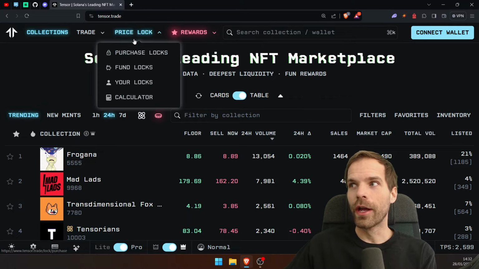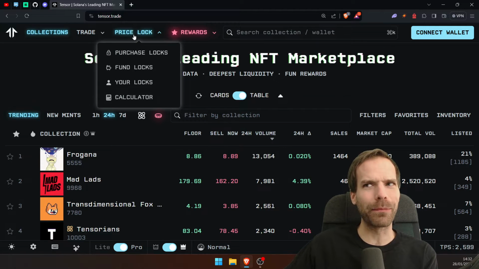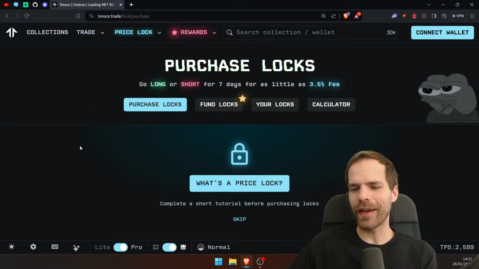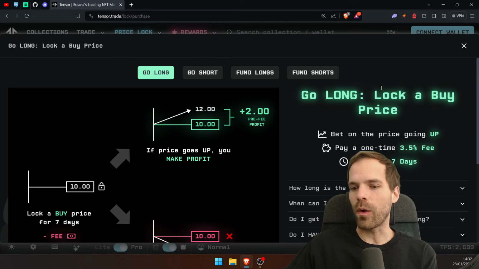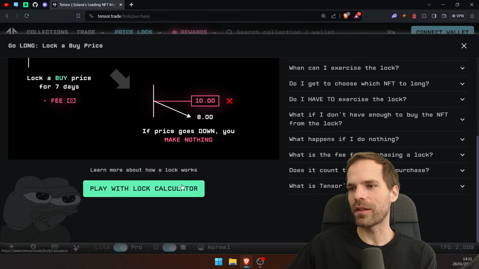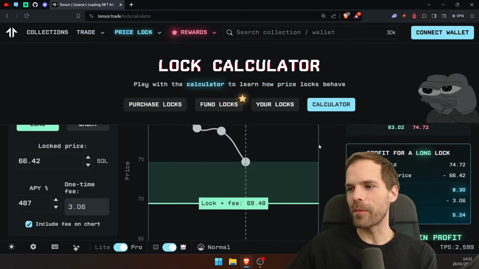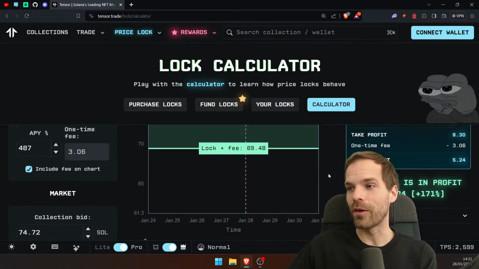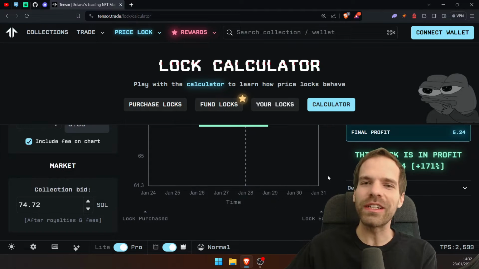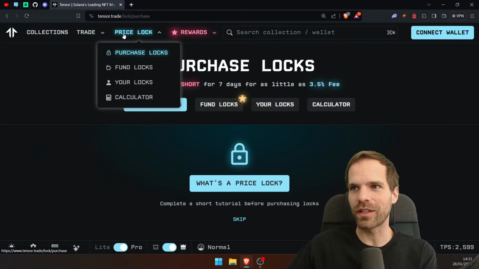All right, so intuitively, I would click Price Lock. So that gets us here. Great. Complete a short tutorial before purchasing locks. Wow, there's even a tutorial. Should I click that guy? Wow, that's like with nice graphics and all. Play with lock calculator. Wow, this stuff is probably more complicated than... Actually, it's probably not at all complicated, but it looks complicated now. And I also don't like to RTFM, I like to play around. So let's just play around.